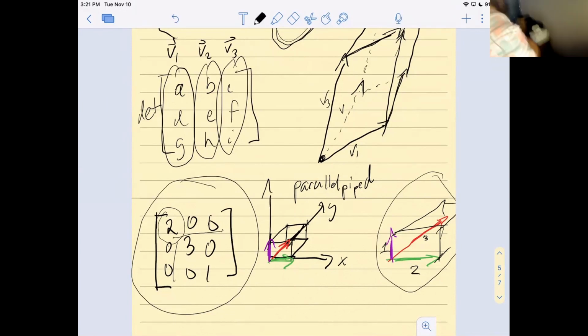Let's see here. Oh, she's out. Her first time learning about determinants, and she passed out.